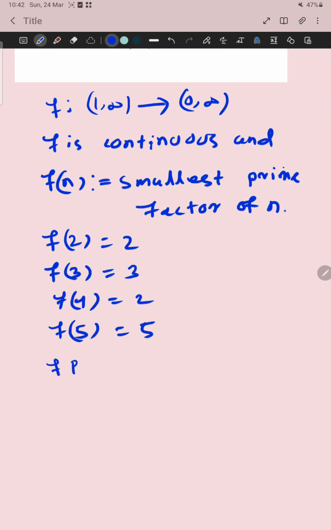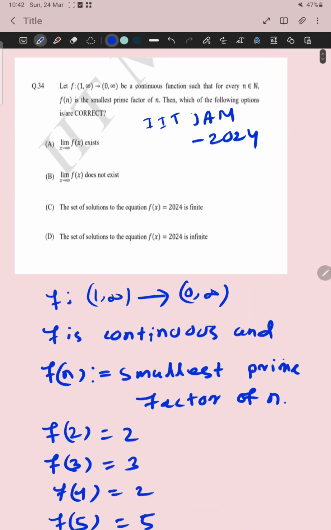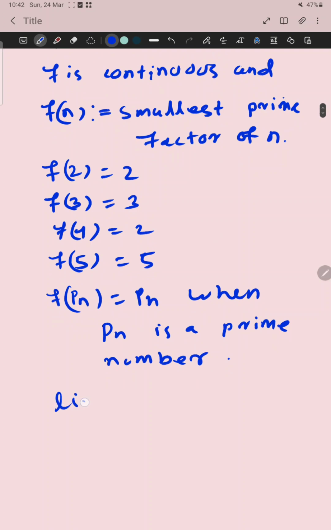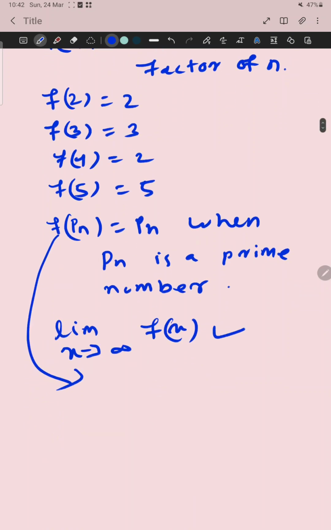us to verify options A and B, that f of Pn is equal to Pn when Pn is a prime number. And options A and B are saying about what? Limit x tends to infinity f of x, meaning whether this limit exists or not. This property will help us to conclude this limit.